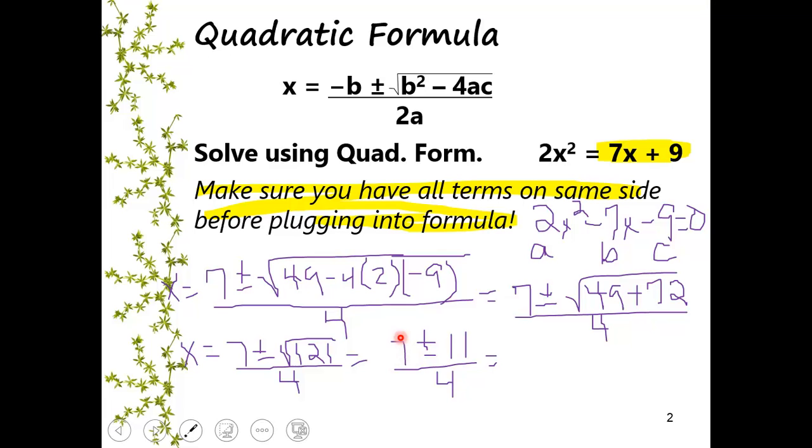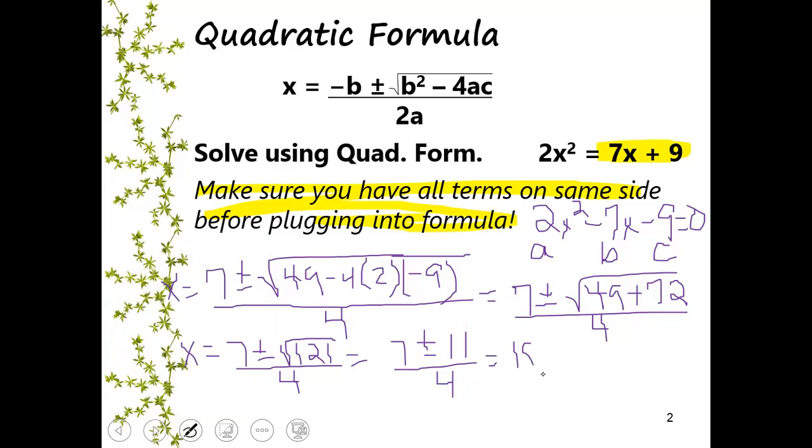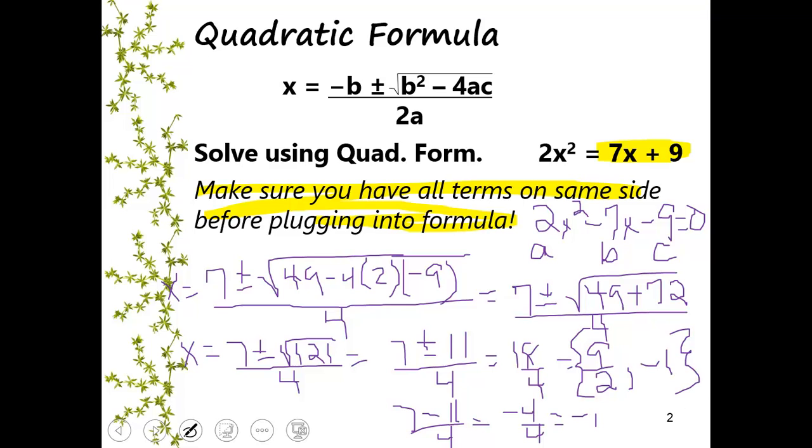7 plus 11. What is that going to equal? 18 over 4, which equals 9 over 2. And then I get 7 minus 11 over 4, which is negative 4 over 4, which is negative 1. So I get, in set notation, 9 halves and negative 1, just like that.